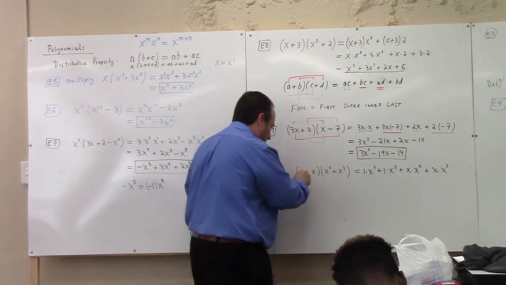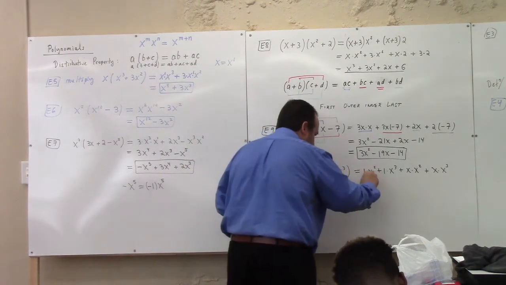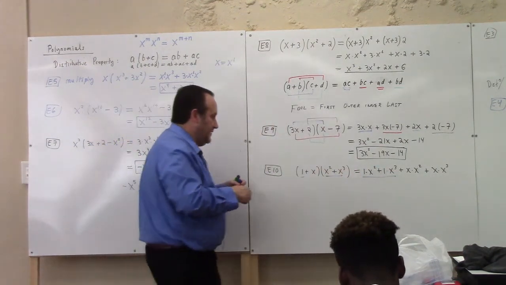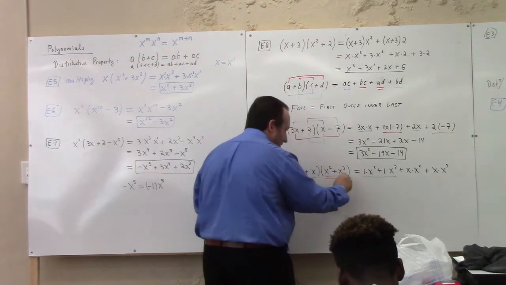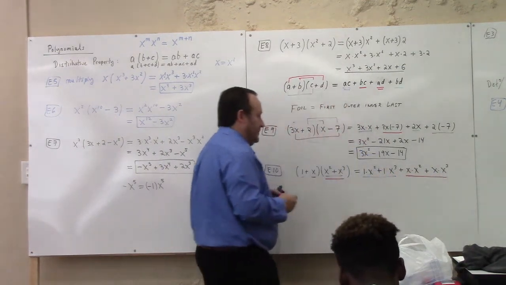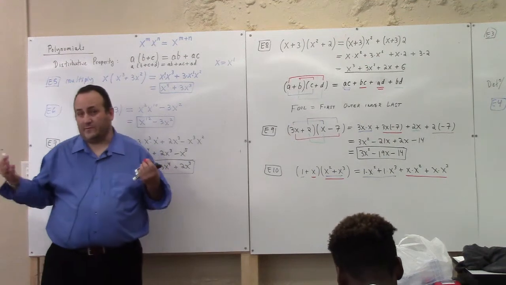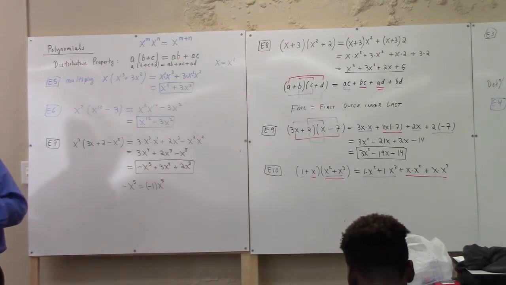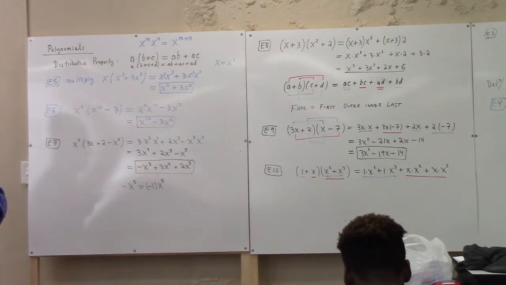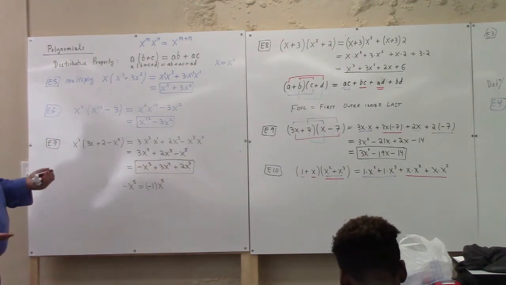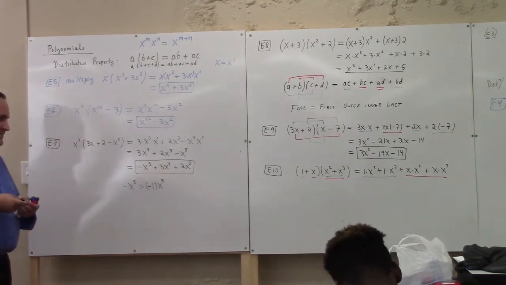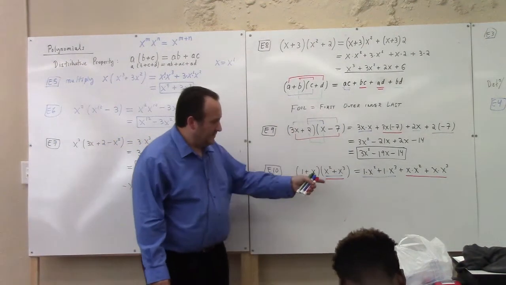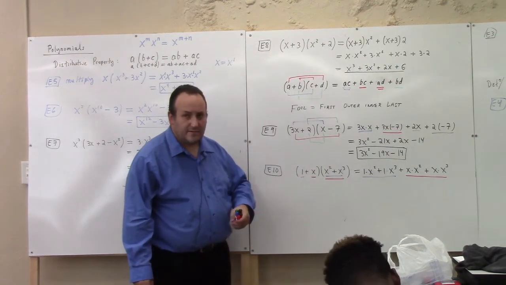Maybe you'll find this pattern more appealing. This 1 times that gives me these two terms. This x times that gives me these two terms. That's actually how I organize my thinking. I don't FOIL. I've never FOILed. It doesn't really make sense to me. But people teach it, so there must be a reason for those people. I distribute.